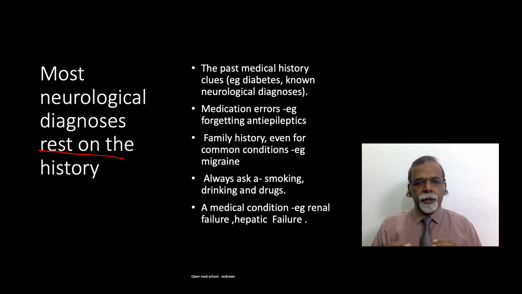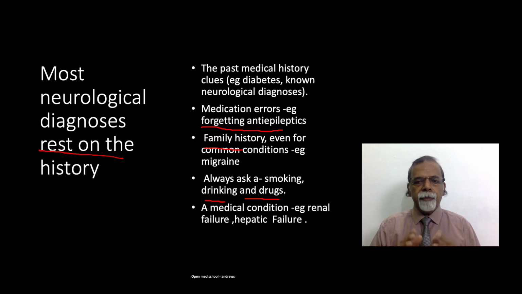Second is the history of medications. For example, somebody coming with a seizure disorder, most often discontinuation by forgetting the anti-epileptic drugs or errors in the dosage leads on to the problem. Third is family history. Even for common diseases like migraine, not only for genetically transmitted diseases, the history will give a clue. And history of use of alcohol and recreational drugs are two important things that often give clues to the diagnosis.